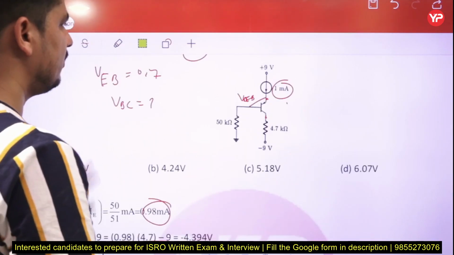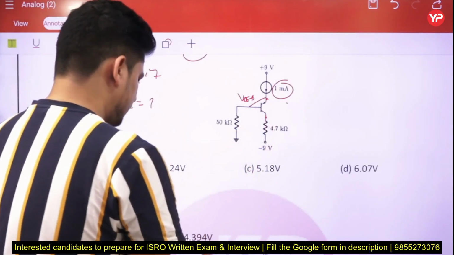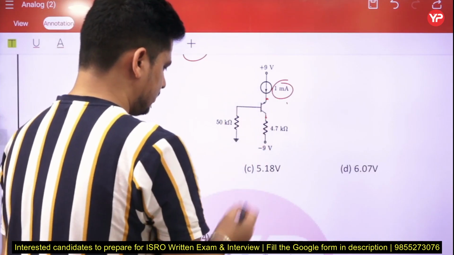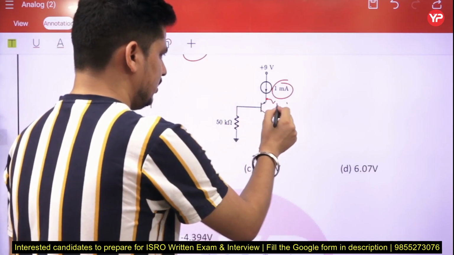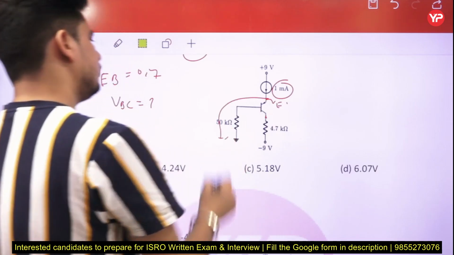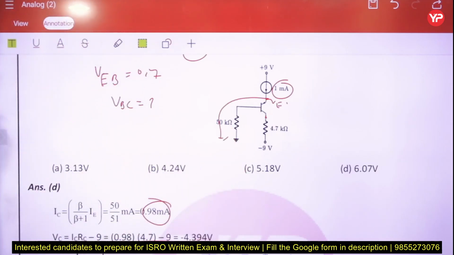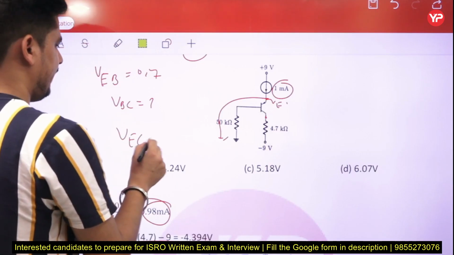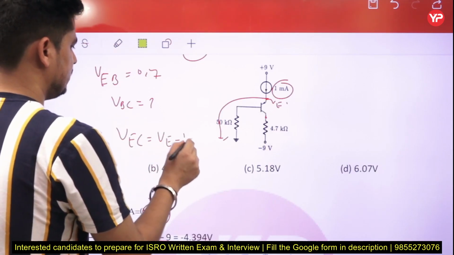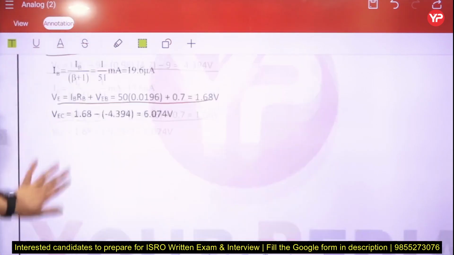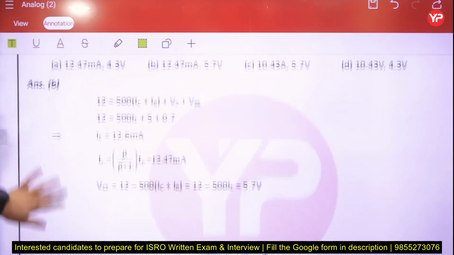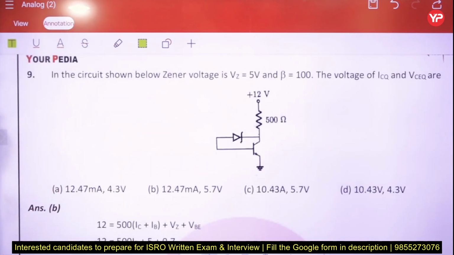Right? How can we calculate the emitter voltage? You can do one thing. You can apply the KVL from this point to the ground like this. From here, this is VE. Right? We apply the KVL from here to here. We calculate the VE voltage. Then this VEC can be written as VE minus VC. Yeah, we know the VE voltage and VC voltage, you can subtract them, you will get 6.09474.